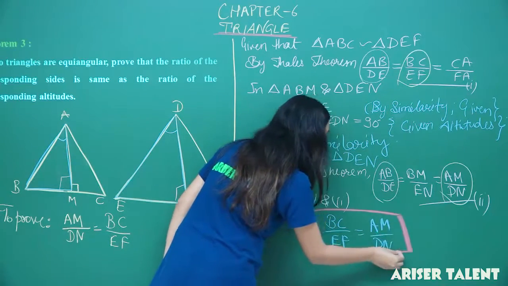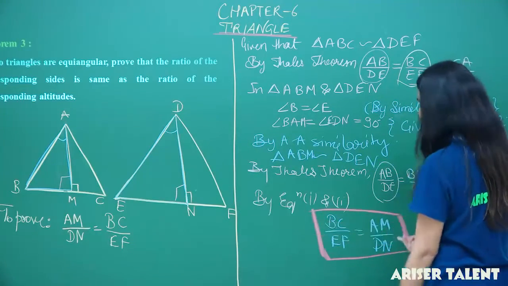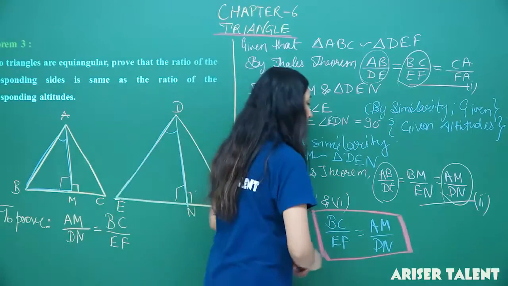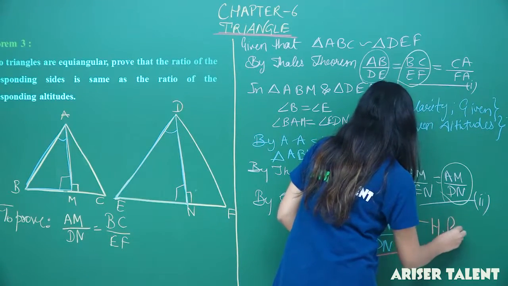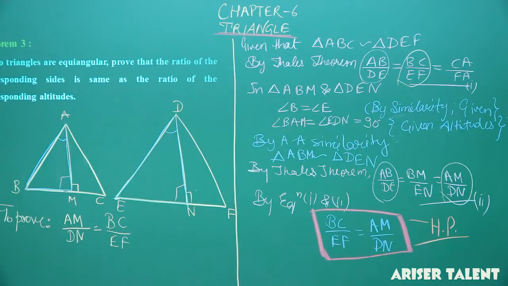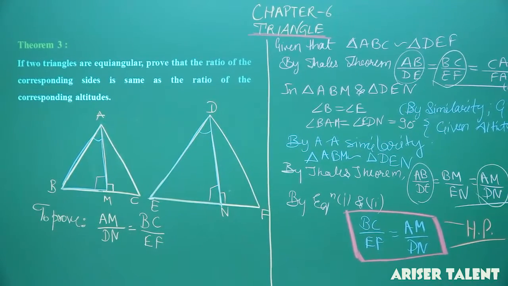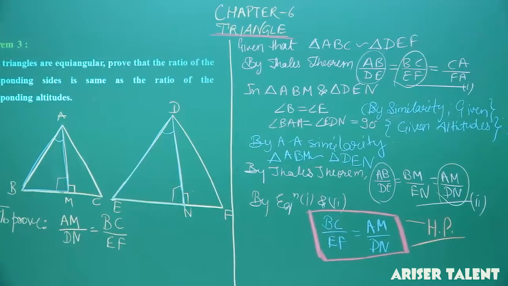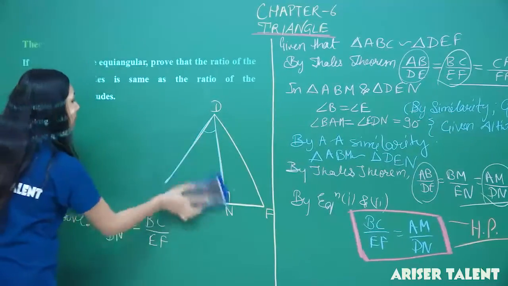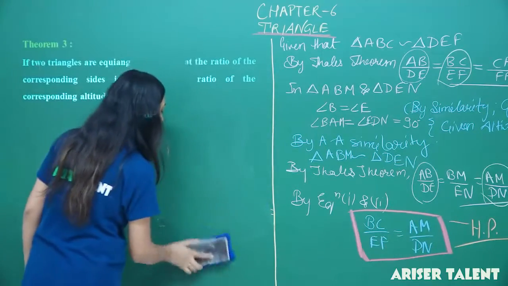So, isn't it what we have to prove? BC by EF this side and AM by DN this side. So, we have done a great job, we have proved it. Okay, so what you have to do? Copy it. And let's move. Then move to another theorem. We have a lot of theorems here. Okay. So, assuming that you have noted, we are moving to the next theorem.